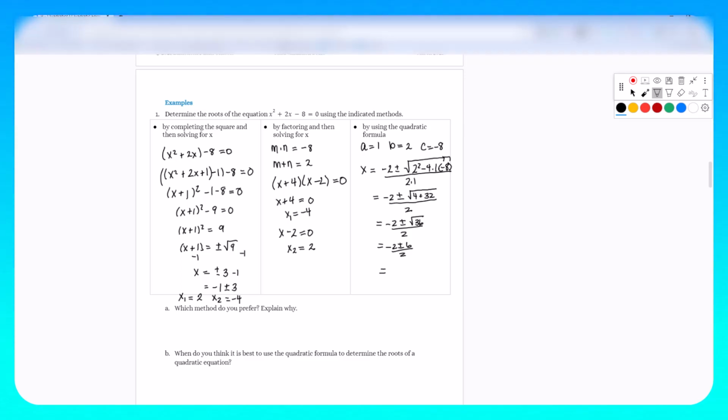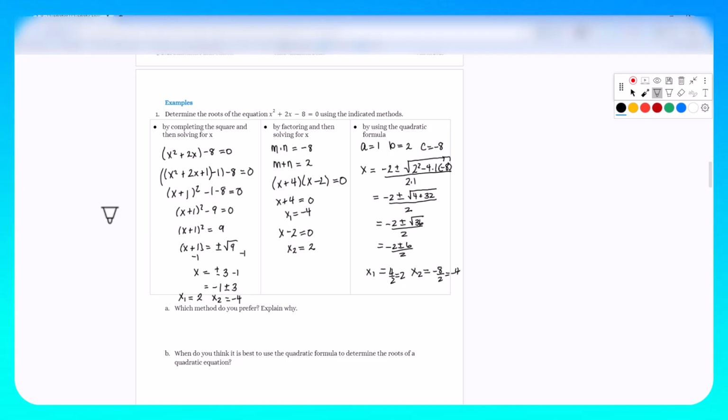-2 plus 6. So x1 is when we add, so -2 plus 6 is +4. +4 divided by 2 is 2. And x2, when we subtract, is -2 minus 6, which is -8 over 2, which is -4. And let's just go back and we'll just do 4 over 2, which equals 2.